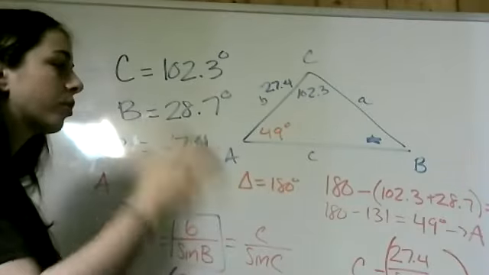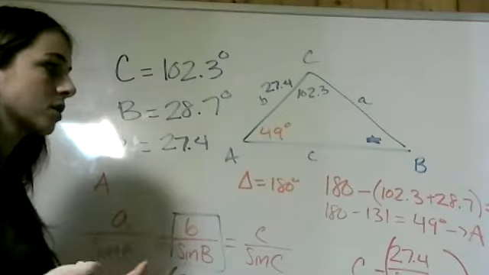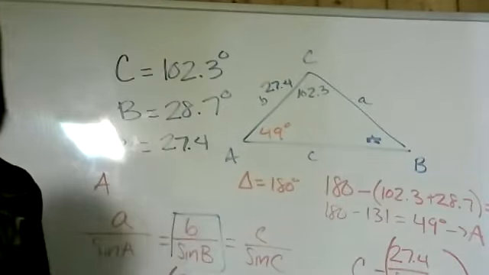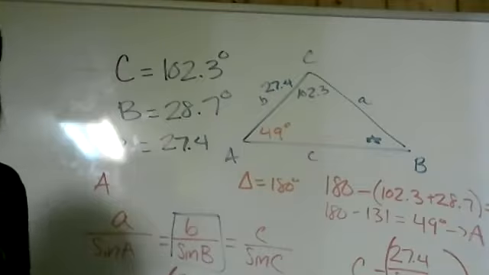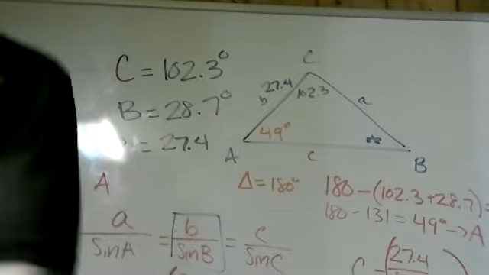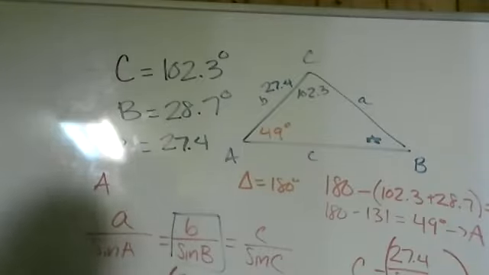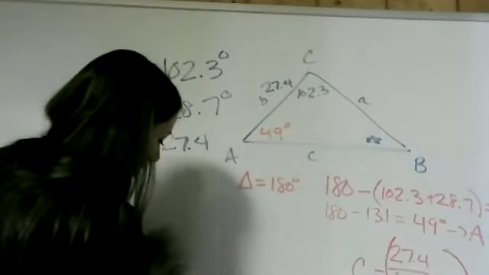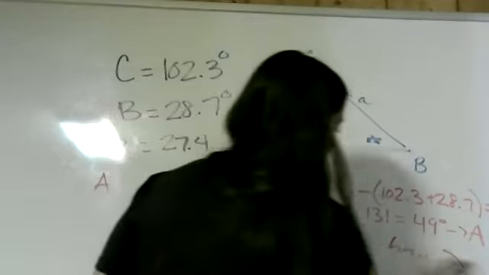Sometimes it's not obvious to you. Sometimes you have three measures that aren't any pairs, but you do have a way to find that last pair without using law of sine, then be able to implement law of sine. Okay, so that's one different kind of method you might see.